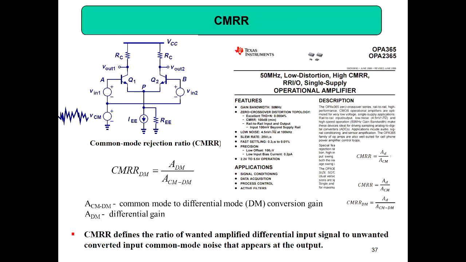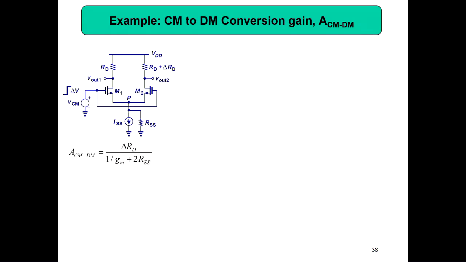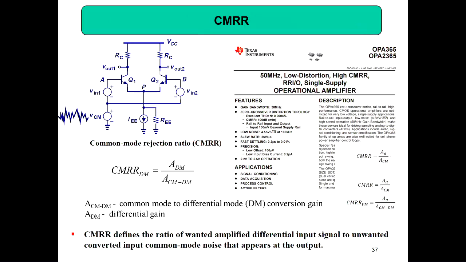How do you compute the gain, sir? ACM-DM, how do you compute that? So firstly we can measure it. Yeah, we can calculate it, we can measure it. So in the op-amp they usually measure it. How will it be, like common mode in differential? So you're operating in differential mode.